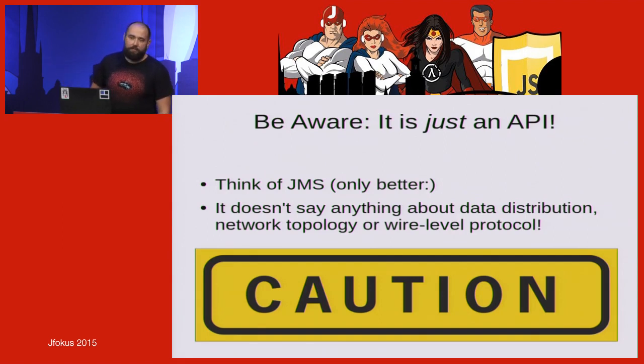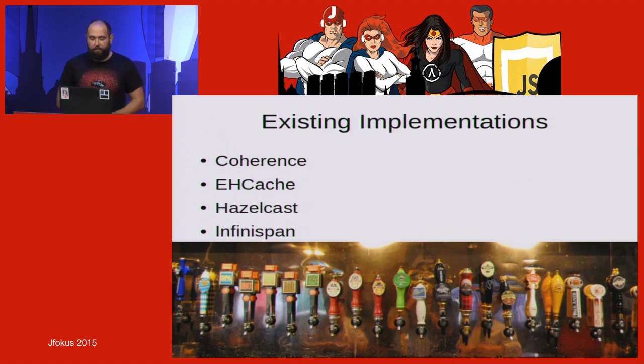So JCache does not describe anything about wire level protocol, serialization, data distribution, nothing like that. On one hand, you can have a very simple implementation backed by, let's say, a concurrent hash map. That's actually what the reference implementation is using. On the other hand, you can have an implementation using advanced network topology spanning multiple data centers, and all will use the same API. Again, like JMS, you have the API and you don't care about the implementations.